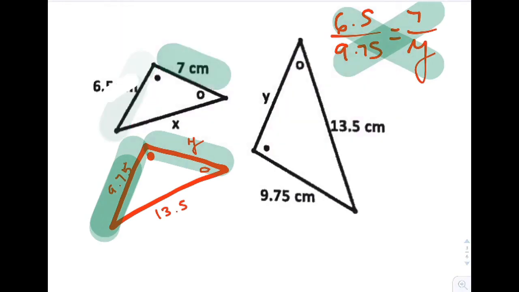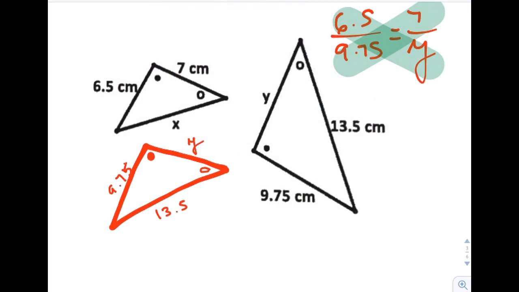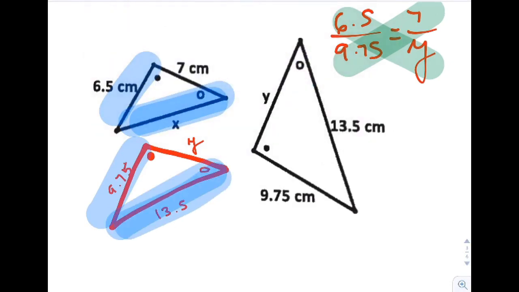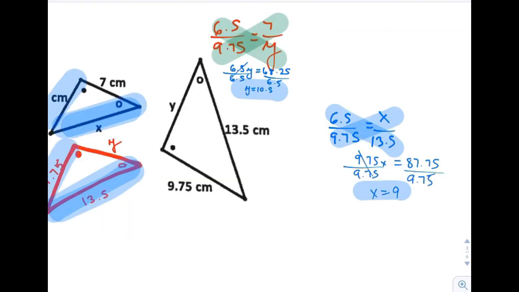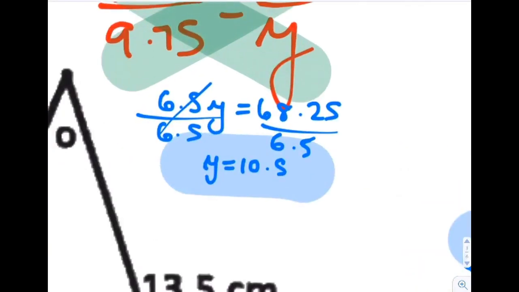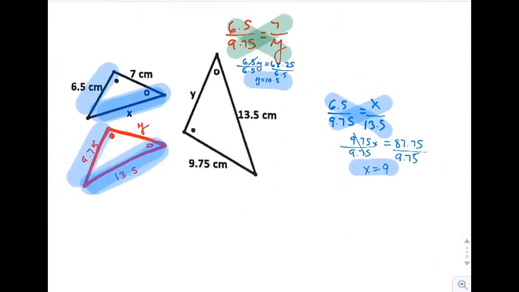I'm also going to solve for x. I can set up that proportion right now too. I can go 6.5 over 9.75 and then bottom over bottom. So that would be using the 6.5 over its corresponding 9.75 equals x over 13.5. Cross multiply and solve there. And that appears to be my work after I cross multiplied and solved for y and for x.